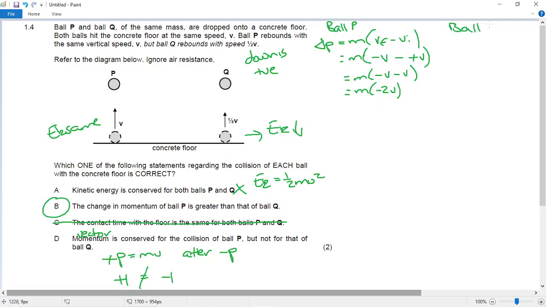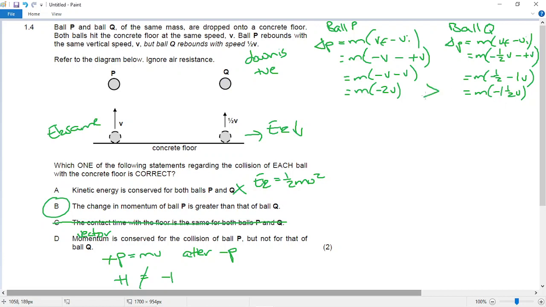If I look at ball Q and I do the same thing, the change in momentum is the mass times Vf minus Vi. We use the same sign convention. The final velocity is upwards, so we said down is positive. It's minus a half V minus plus V. So I end up with m times (minus a half minus 1) V, which comes to minus 1.5 mV, because minus a half minus 1 gives you minus 1.5.